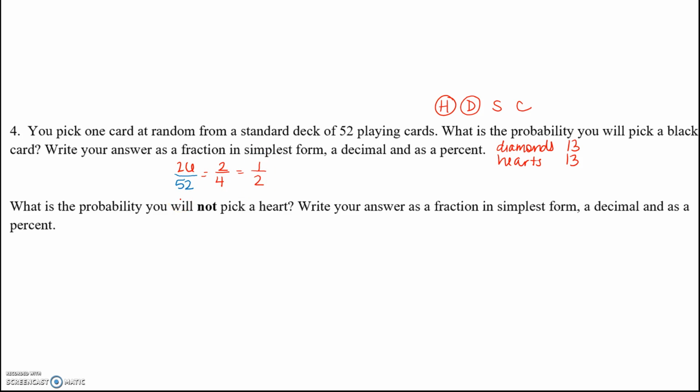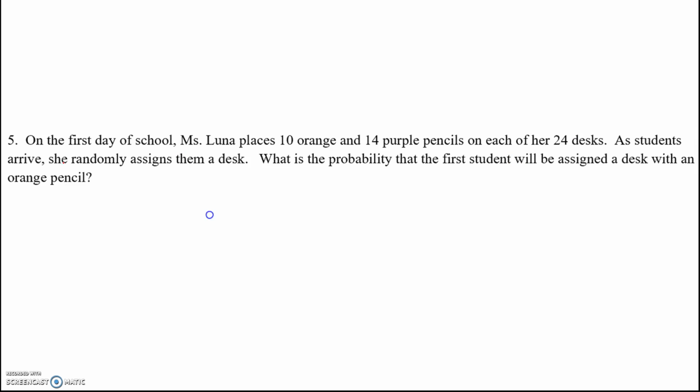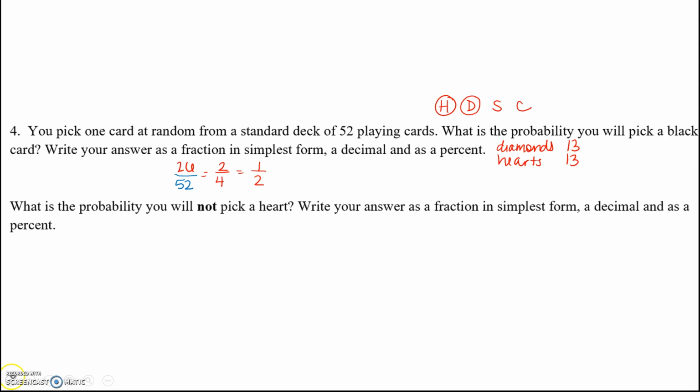So is 26 over 52 the same as 1/2? Well, let's see. Let's try 26 times 2. 2 times 6 is 12, 5. So yes. So 26 over 52 is the same as 1/2, okay?